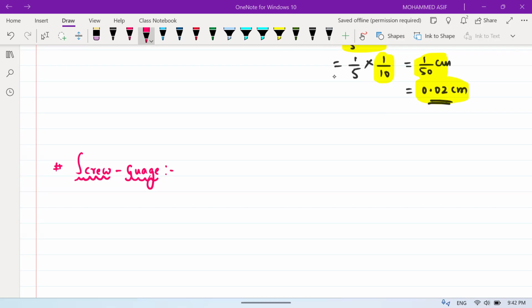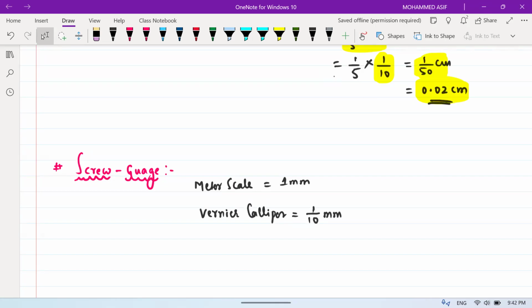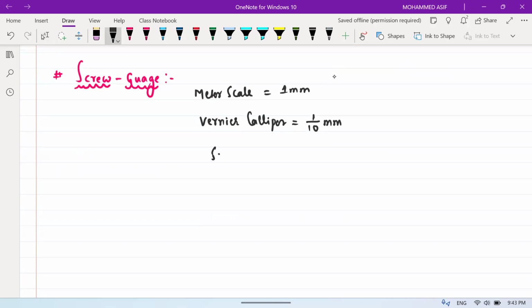चलिए. स्क्रू गेज देखो बेटा. स्क्रू गेज क्यों यूज करते हैं बेटा? देखो, यू नो दैट आई एम जस्ट रिवाइजिंग इट. मीटर स्केल किस लिए यूज करते हैं बेटा? मीटर स्केल से अपन 1 mm एक्यूरेसी तक मेजर कर सकते हैं. We can measure up to 1 mm accuracy with the vernier caliper. With the vernier calipers we can measure up to 1 by 10 mm. ठीक है ना? अब स्क्रू गेज से बात करें अगर अपन, with your screw gauge, I can measure with accuracy of 1 by 100 mm.